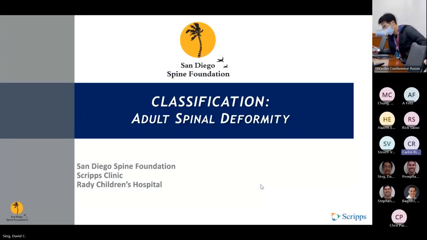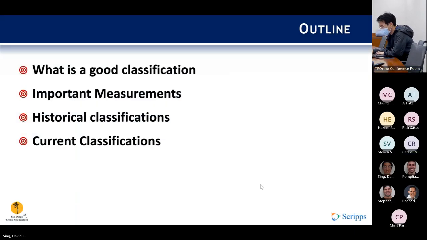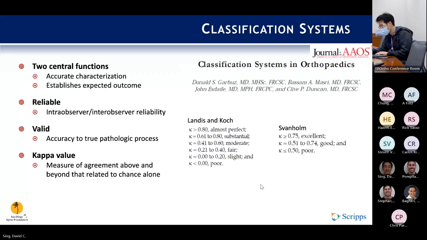So I'll be talking about the classification systems for adult spinal deformity and how we got to what we have today. In terms of putting everything together, thinking about what makes classifications good, what measurements we use, the early classifications, history, and then what we use in practice today.